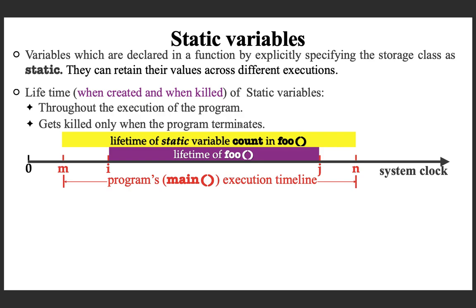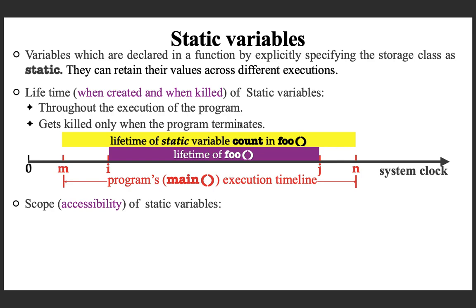Now we can look at the scope or accessibility of static variables, and you can see that the scope or accessibility is exactly the same as that of automatic or local variables. No difference, only the lifetime is different, scope is the same.